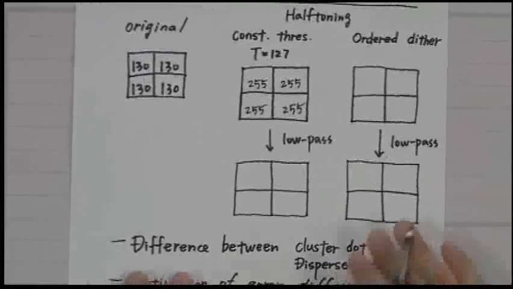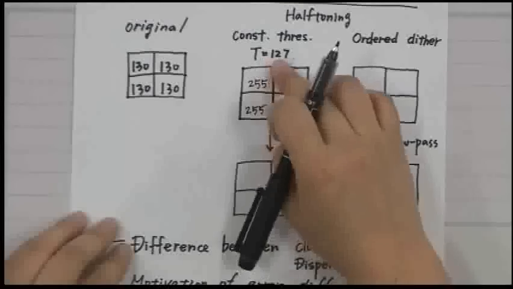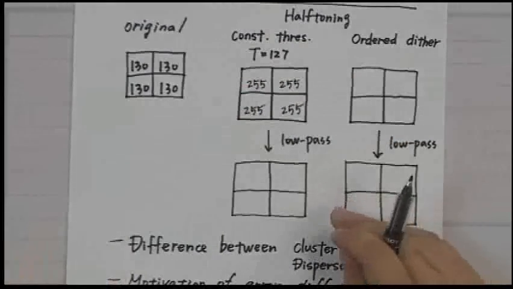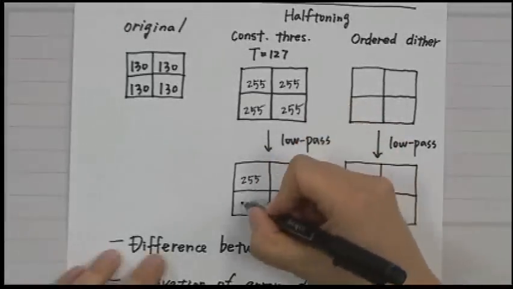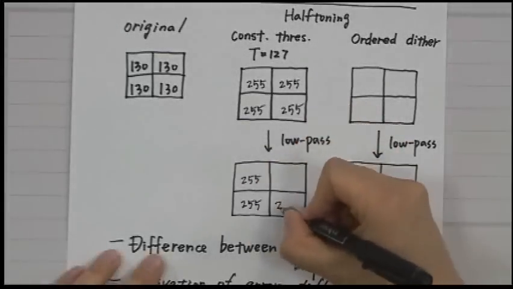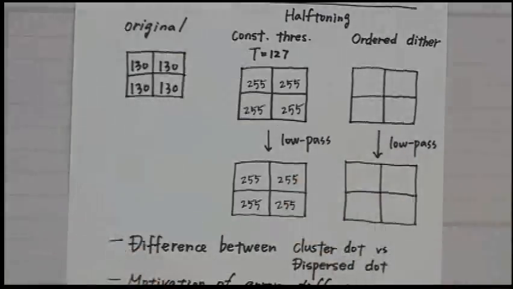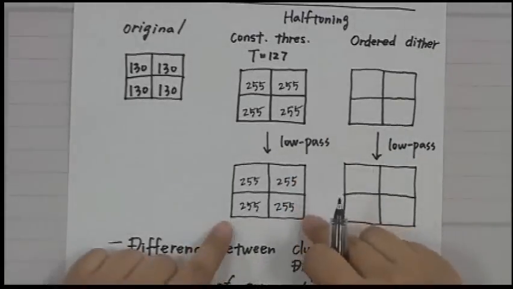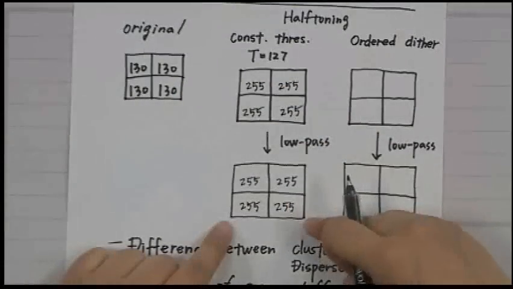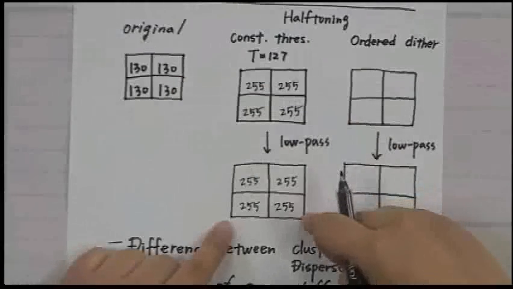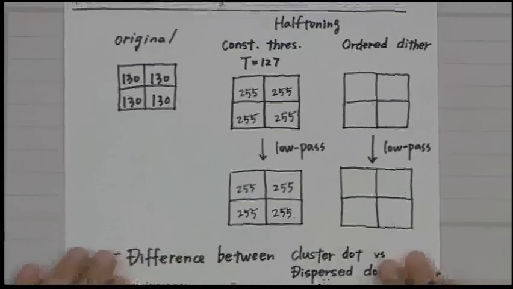Okay. Then, our vision contains a low-pass filter. So let's take the average, because averaging is one of the low-pass filters. But this is uniform, so it's still 255, 255. Actually, this is very bad halftoning, because originally it's 130, but now the mid-gray level became all black. That's a huge error. So what's the alternative?